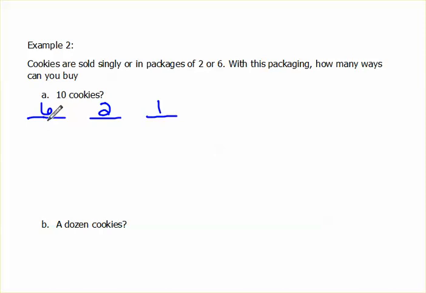Okay, so let me start off. What's the most amount of packages of 6 that I could use? Well, if I use 2 packages, that'd be too many cookies. So I could have 1 package of 6. Now that would leave me with 4 cookies left over. So I could do 2 packages of 2 and then no packages of 1. This would be 10 cookies. So that's one way. Now, what if I did 1 package of 6? I still would have 4 cookies left over. So what if I did 1 package of 2 and 2 singles? That would still be 10 cookies, wouldn't it?